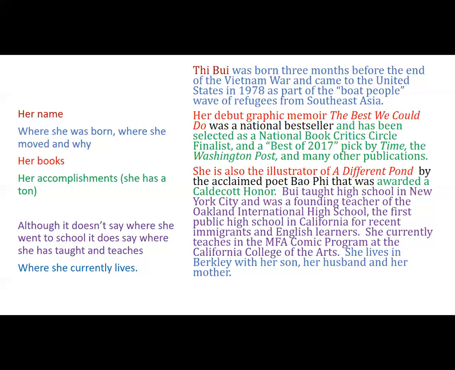So her name's Tibu, where she was born, where she moved, and why. This is extra information because it's really important for part of her story. She was born 3 months before the end of the Vietnam War and came to the United States in 1978 as part of the Boat People wave of refugees from Southeast Asia. I have a friend, Lynn, who also came over with the Boat People when she was 3.